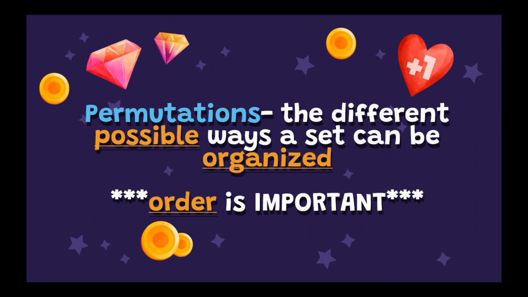So for example, if you're in a club and you're choosing a president, vice president, and treasurer, the order is important because if you're choosing George for president, that's different than choosing George for vice president or George for treasurer. So the order is important in how we're organizing this. That's going to be a permutation.